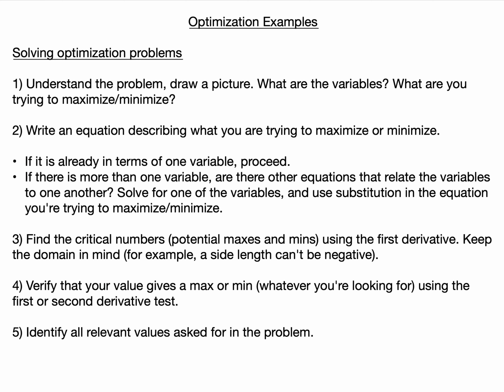In this video, we're going to do a few examples with optimization. So in the last video, we introduced optimization and talked about a process for doing it, that we want to first understand the problem, draw a picture, and think about what the variables are. We then want to write an equation describing what we're trying to maximize or minimize. We then find critical numbers using the first derivative and use that to find potential extreme values.